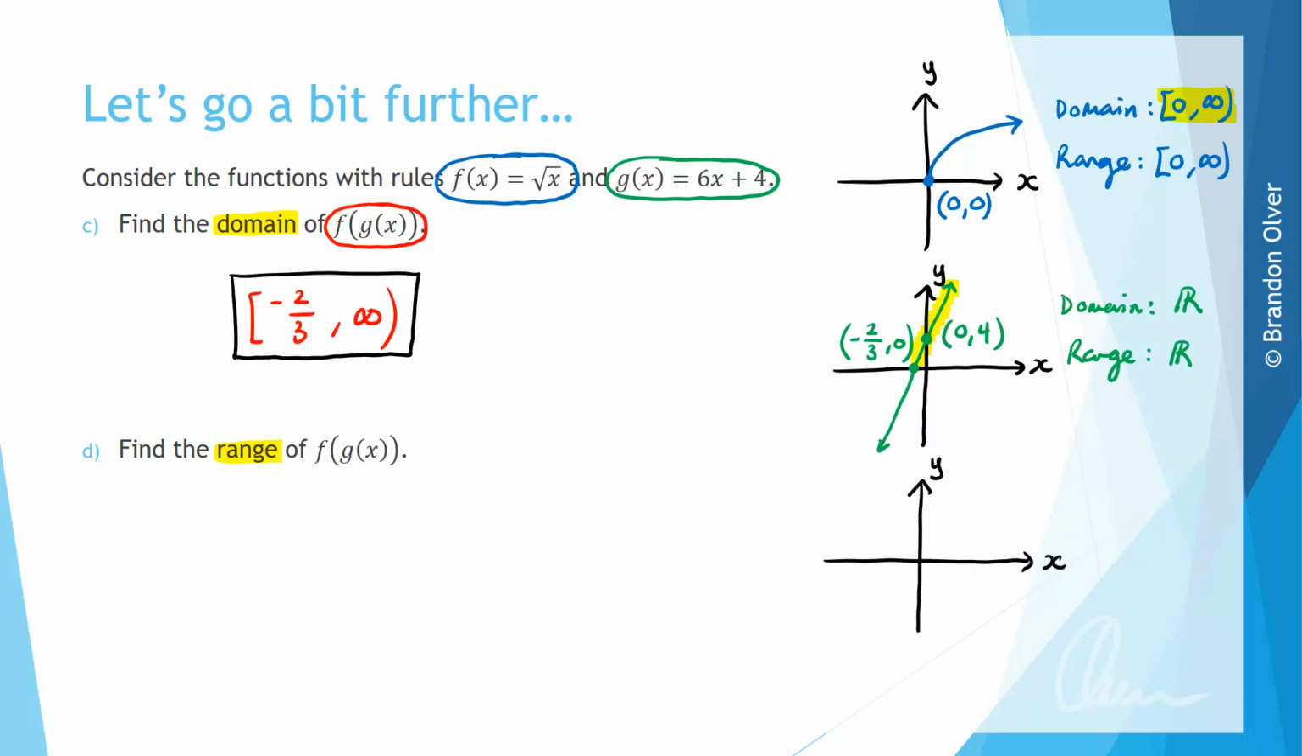So that's x and y. And when we put negative 2 on 3 into g of x, we get 0 out. And putting 0 into f, we get the square root of 0 is 0. So it will go from this value here, and it will have a square root shaped graph, and it's going to have an endpoint at negative 2 on 3, 0. So with that graph in mind, we can see that the range of f of g of x is going to go from 0 to infinity. So that's the answer to part D of this question.